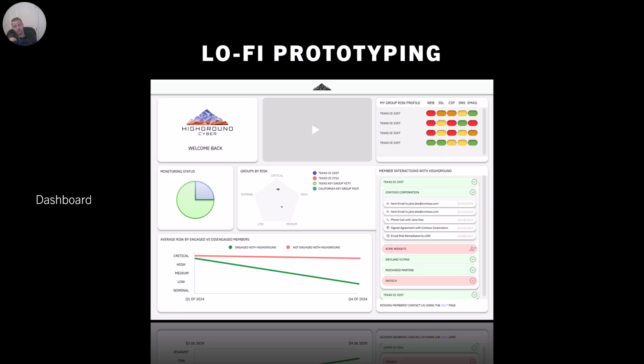But we did expand on the idea that you're seeing in the upper right of a stoplight view of the different risk categories involved by the members or by the groups that a chair might be responsible for.